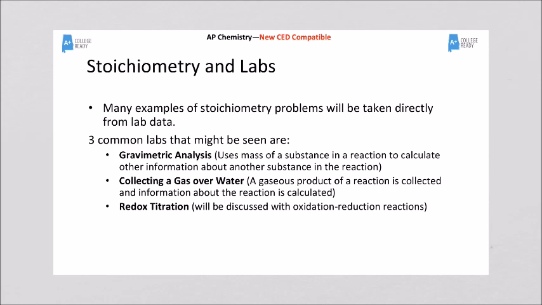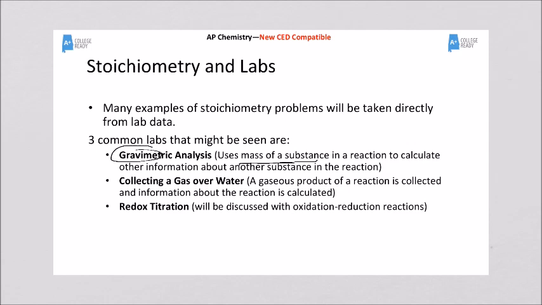So the fancy word for the first lab is called gravimetric analysis. If you think about the root of that, it looks like gravity. We're really not weighing, we're actually taking masses of substances. So basically, we're taking the mass of something in a reaction, and so we can calculate something else. Okay, so gravimetric analysis is about massing. A lot of times it's about a precipitate.